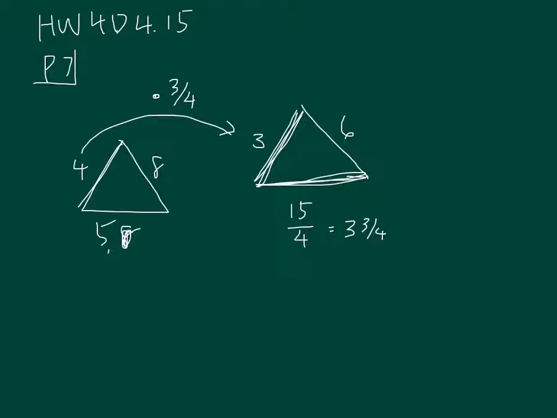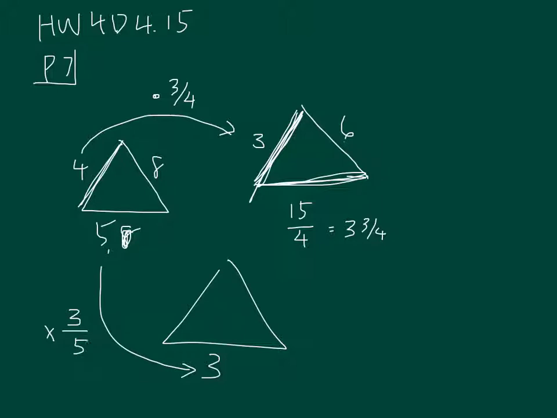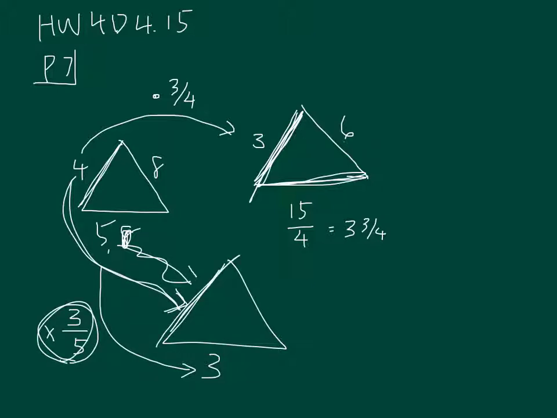So that's one case. But what would happen if 3 does not correspond to 4? If 3 corresponds to 5, how can you make 3 out of 5? You multiply 5 by 3 and divide by 5. That's going to give you 3. So the rule should be multiplied by 3/5. You should apply that rule to 4 to get that length right there, and also apply that 3/5 to 8 to get another length of the side.